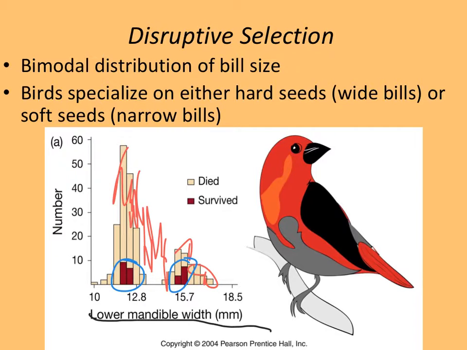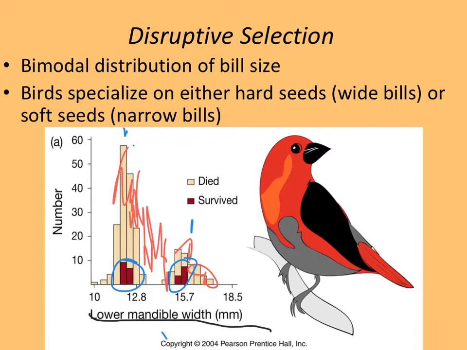That's because in this case, there's what's called a bimodal distribution. That means there's two means, right here and right here. And again, it's going to be based on seed size. It turns out that there's two different kinds of seeds: hard seeds and softer, smaller seeds. So you either have a wide bill to be able to crack the hard seeds, or you have a narrower bill that lets you get at the soft seeds that are smaller more easily.